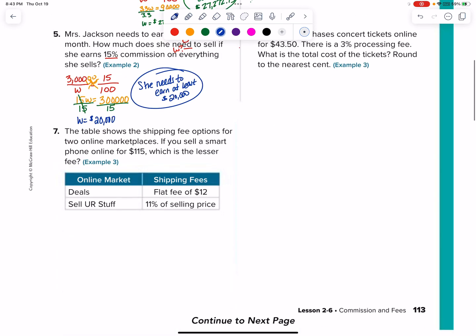All right. Number 7 here you have is example 3. And so again, example 3, remember, is just comparing the flat fee to a percentage fee. So example 3 is all about a fee comparison, really. Okay. All right. So ready? If we sell a smartphone for $115, which is the better deal? Which is the lesser fee?